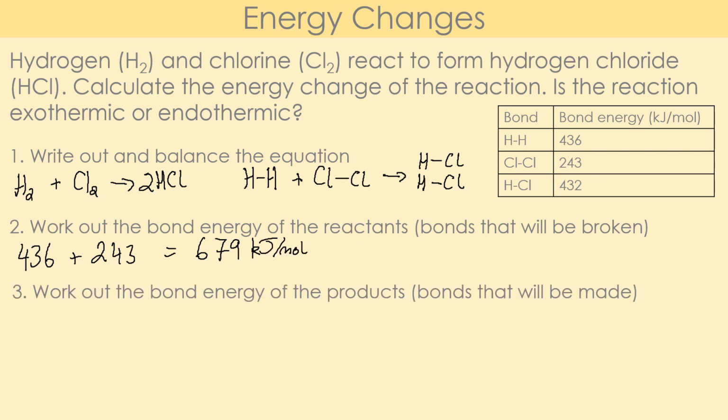I'm now going to work out the bond energy of the products, so the bonds that will be made. And I've got my hydrogen chloride, which is 432. Now don't forget, we've got 2 of them. I'll put 2 there. So I'm going to times this answer by 2, as I've got 2 of them. If I times that together, I get 864. Again, kilojoules per mole.